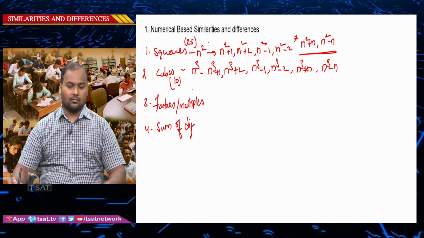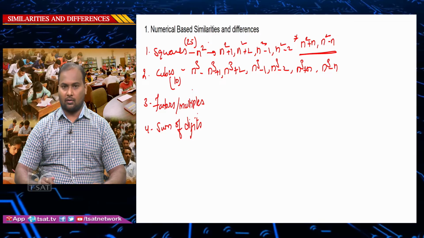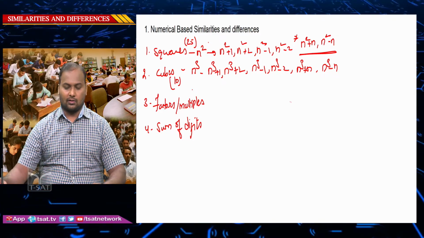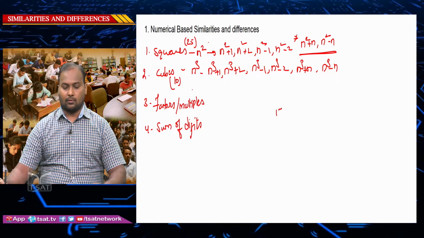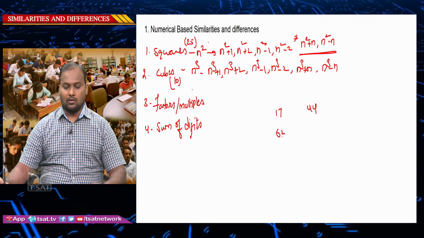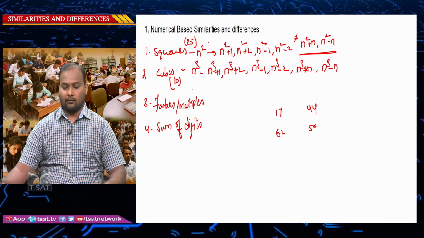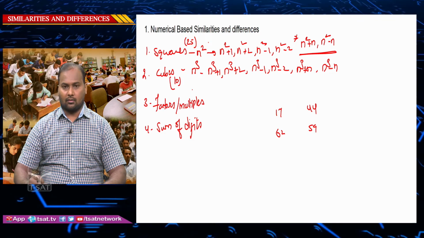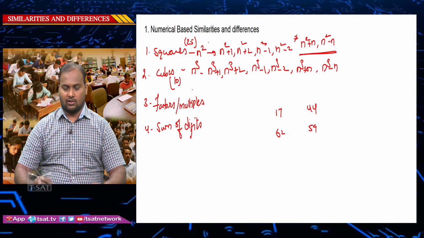Sum of digits. This becomes a very important topic. For example, how can we expect a question? For example, the question we can expect is like 17, 44, 62 and 59. Now, what is the similar logic that these 3 options have?